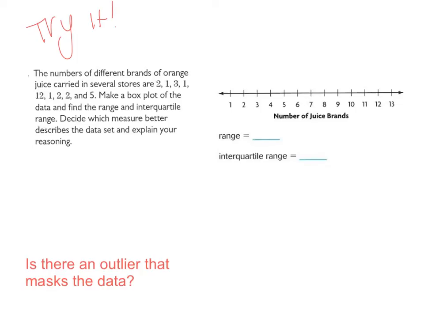Make a box plot, and I'm going to tell you right now, I saw some outliers in that data. Make a box plot of the data and find the range and interquartile range and decide which measure better describes the data set and explain your reasoning. So I'm going to pause the video. First of all, I want you to think, is there an outlier that's going to change the data? And then solve this on your own, and I will show you how I solved it. If you need help with this problem, then please call me over and I will help you with it.